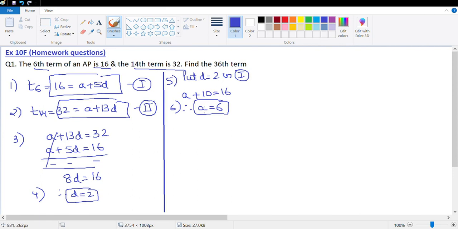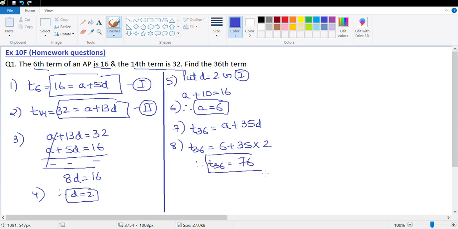Now let's figure out the 36th term. So T36 will be equal to A plus n minus 1, in this case 36 minus 1, that's 35D. So the 36th term will be equal to A, which is 6, and 35 multiplied with D, which is 2. Therefore, the 36th term is 6 plus 70, which is 76. Good, let's look at the next homework question.